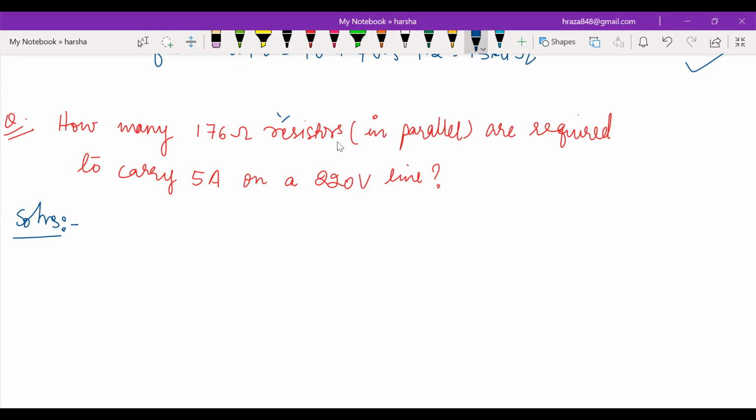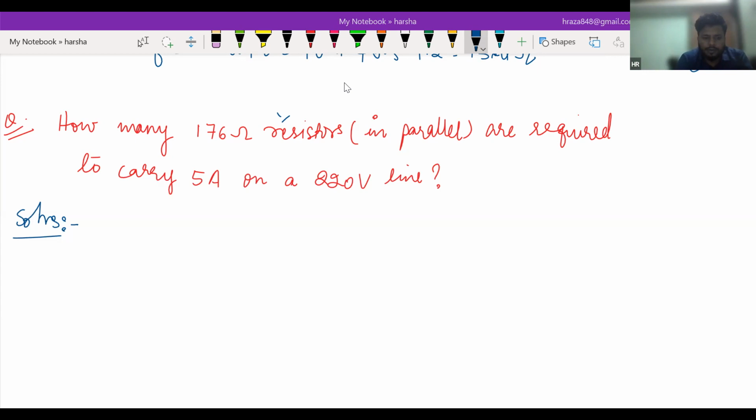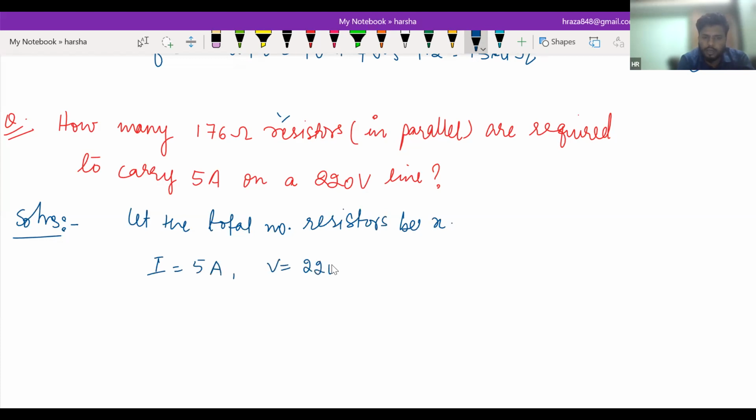Sir, can you explain? Okay, no problem at all. See, we need to tell how many 176 ohm resistors are arranged in parallel so that it will give 5 ampere on a 220 volt line. Let the total number of resistors be X. Current is given as 5 ampere and the potential difference is 220 volt.